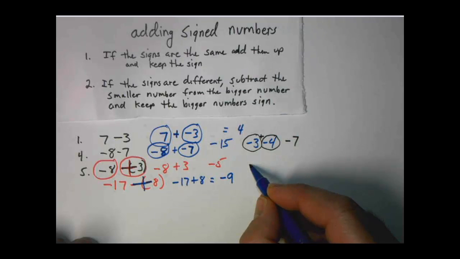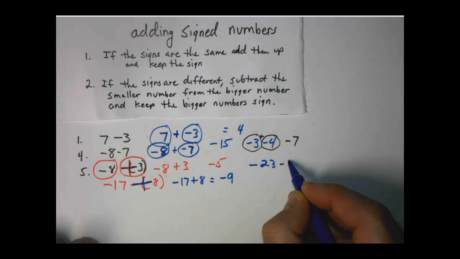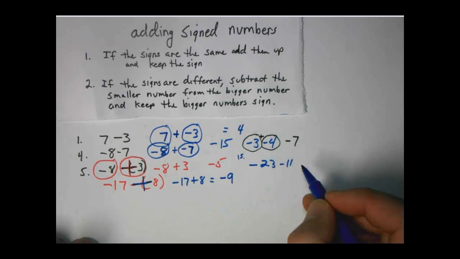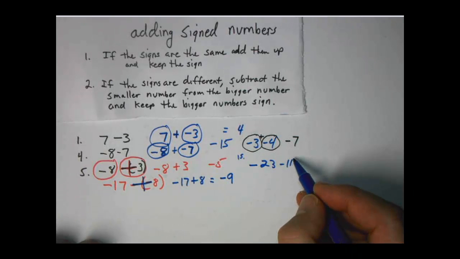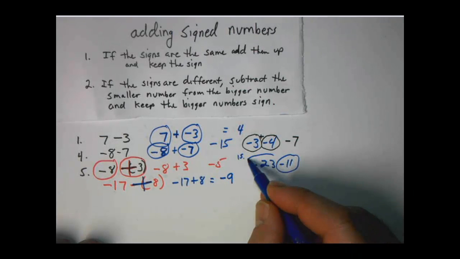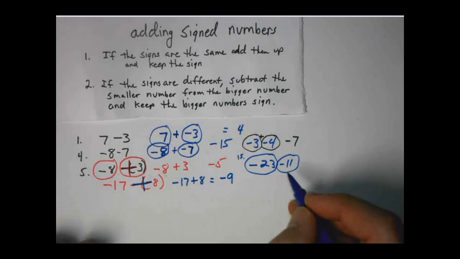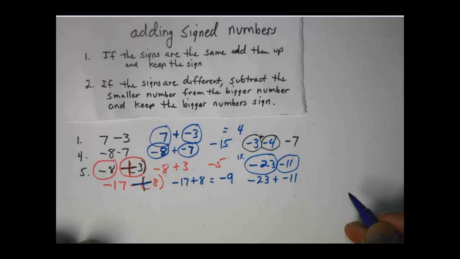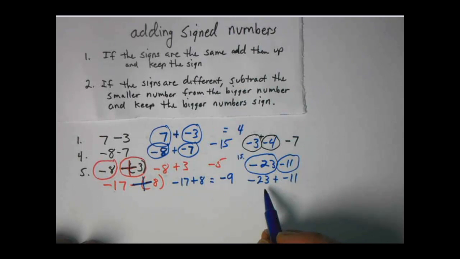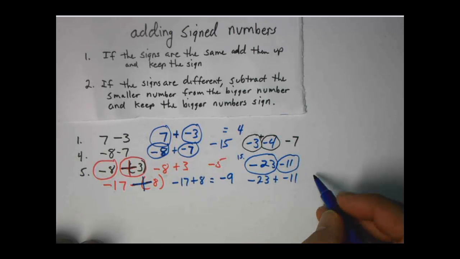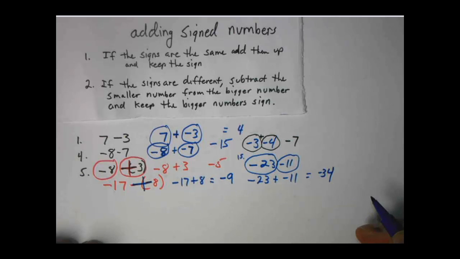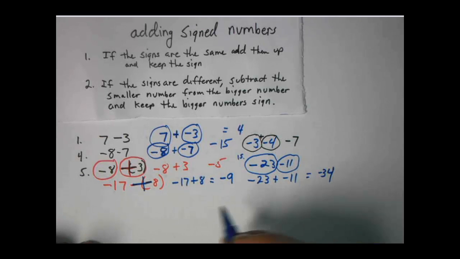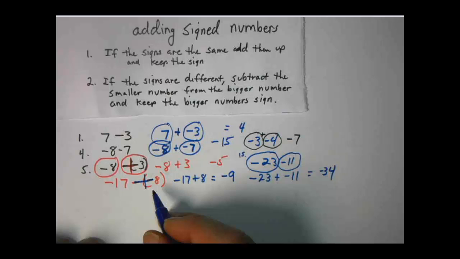So let's do another one of these problems. We have minus 23, take away 11. This is problem number 15. Signs are the same. So we kind of circle them if we want to. Or we can rewrite the problem. Either way, same. So then we go back to our rules. Signs are the same, so we add them up. And we keep the sign. Doesn't matter if they're small, big, whatever it is.